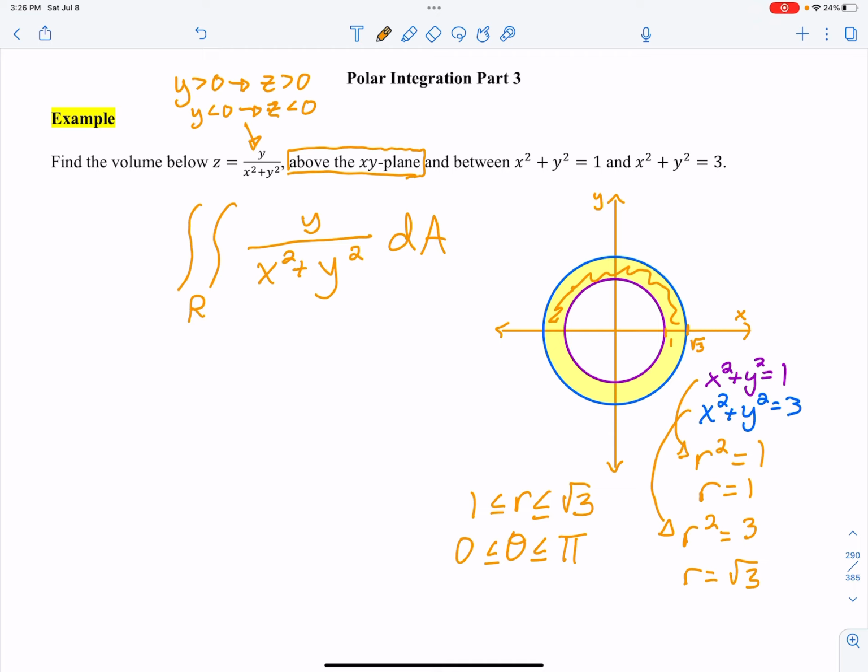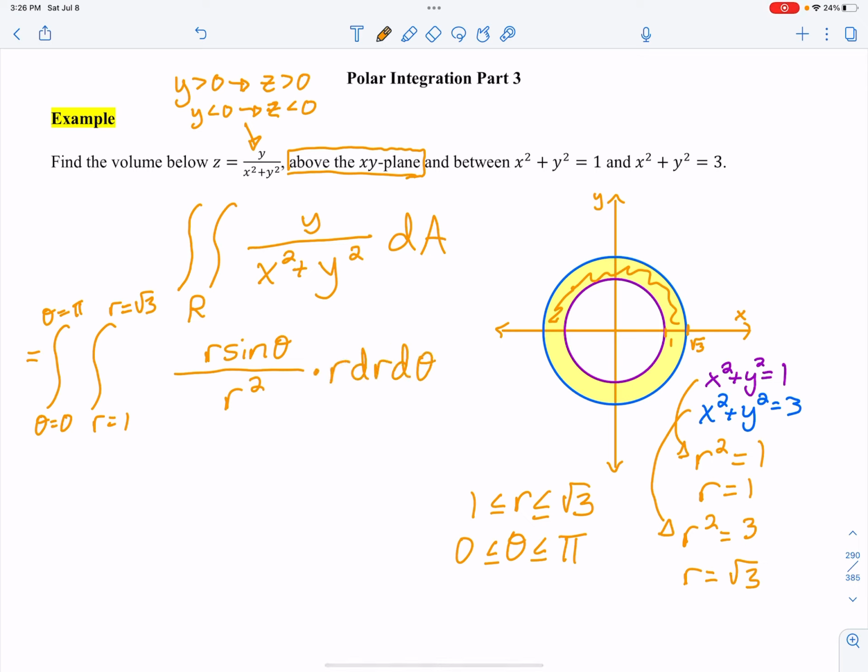All right, so let's go ahead and convert our integral. We know our thetas always go outside, so it's 0 to pi. Our r is from 1 to root 3. And then we convert our integrand. We have to convert it in terms of polar. So I got r sine theta. Be very careful that you pick the right one and not cosine here. It'll totally throw you off. x squared plus y squared is r squared. And then to convert, we do r dr d theta.